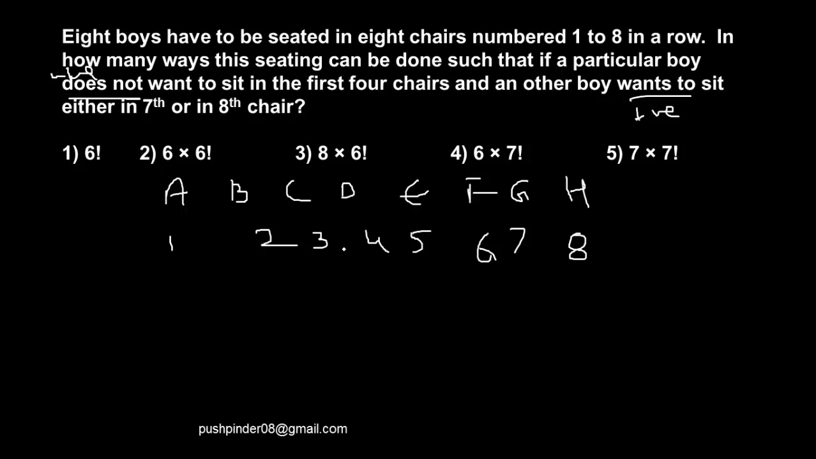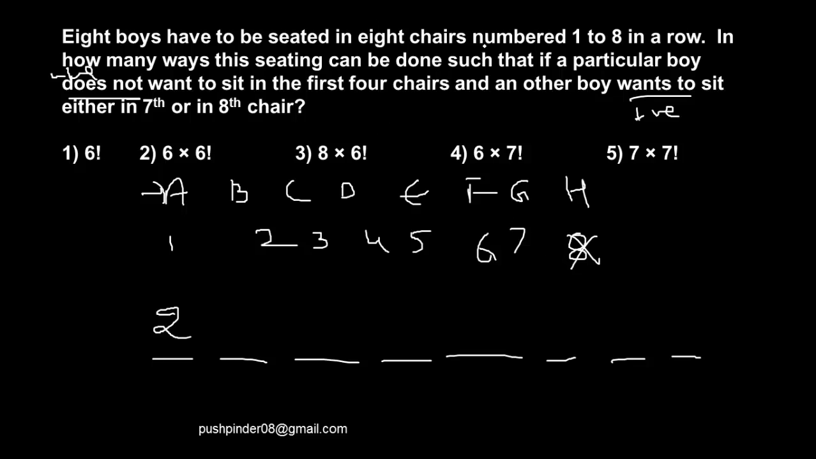Now one boy, let's call that guy A. He wants to sit on either 7th or 8th chair, and there is another boy who does not want to sit on the first 4 chairs. That means the cases are not colliding here, right? So let me make 8 slots, 1, 2, 3, 4, 5, 6, 7, 8, right? So this boy A wants to sit on either 7th or 8th chair. So he has 2 ways in which he can sit. Let's suppose he sits on the 8th chair.